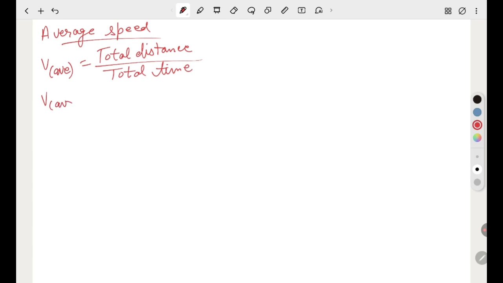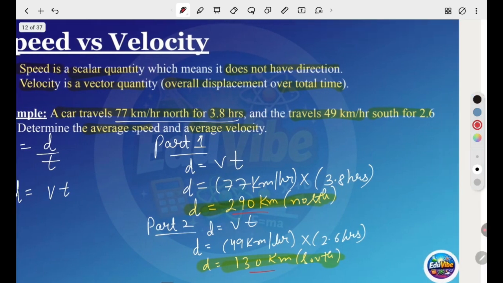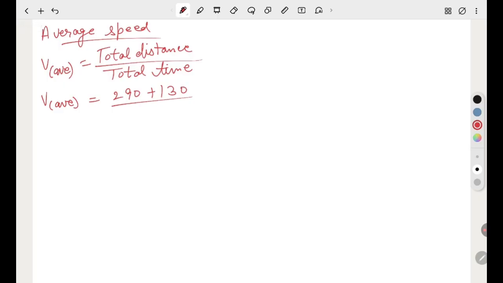For average speed, we have two distances, which are 290 and 130, and for time we have 3.8 plus 2.6. So average speed is equal to 420 upon 6.4, which when we calculate gives us 66 kilometers per hour.